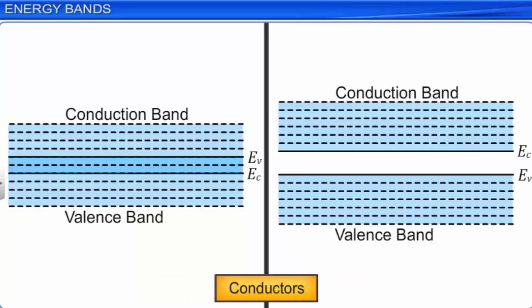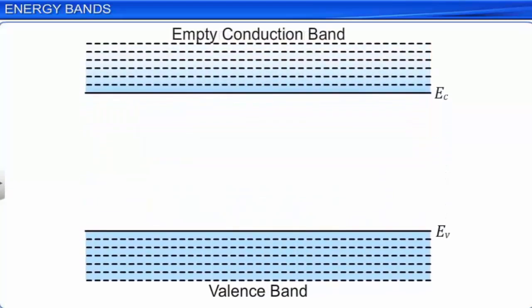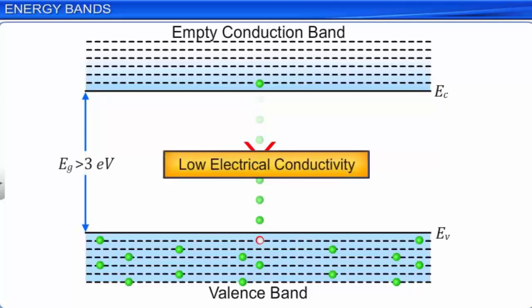For some solids, there exists a very large energy band gap, greater than 3 electron volt. In such solids, it is practically impossible for the valence band electrons to move into the conduction band, since the energy required is very high as the band gap is very large. Such materials then have very few conduction electrons, and hence have very low electrical conductivity. Such materials are characterized as insulators.